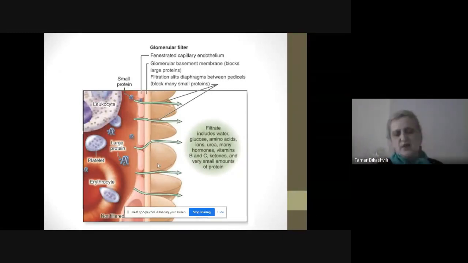These three components together form the filtration apparatus. The endothelial cells block blood cells, the basement membrane blocks the larger proteins, and the filtration slit diaphragm blocks the smaller proteins.